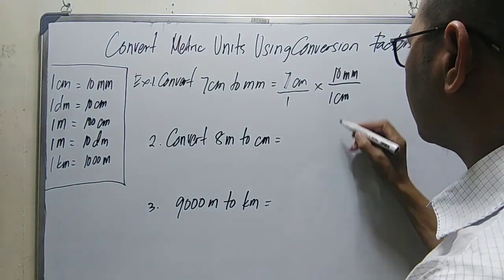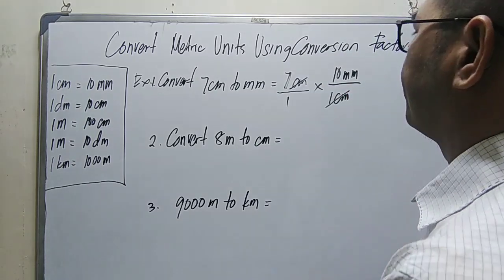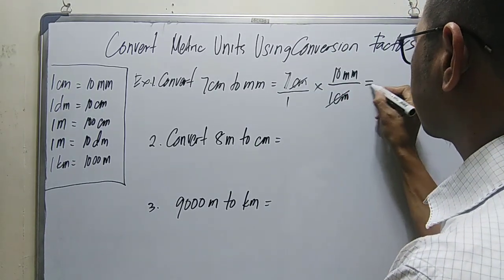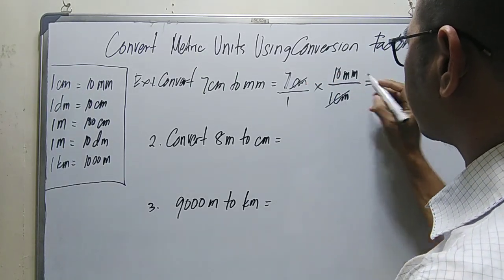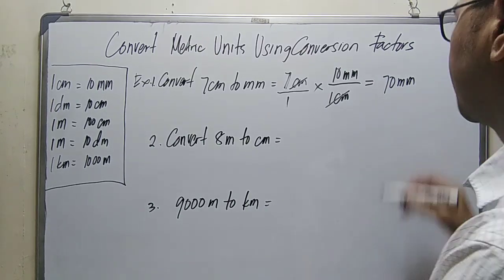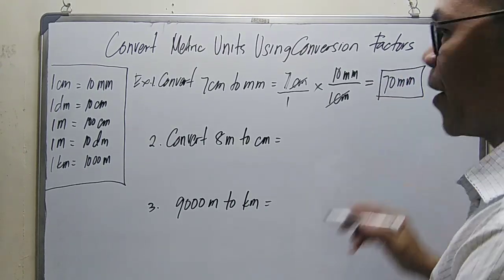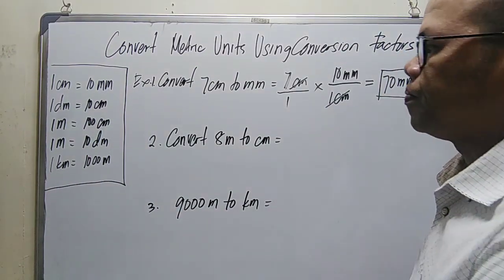Kaya ang mangyayari ngayon, we have to cancel si 1 cm at saka si cm. So, equals, i-multiply na natin yan. 7 times 10 millimeters, that is equal to 70 millimeters. So, this is your final answer. Let's proceed to number 2.